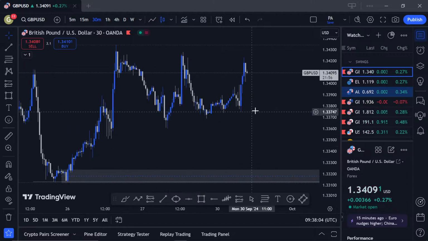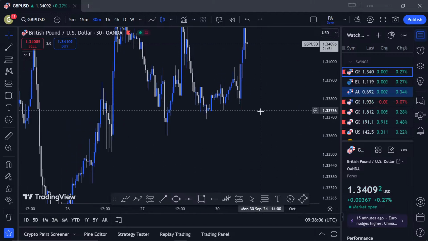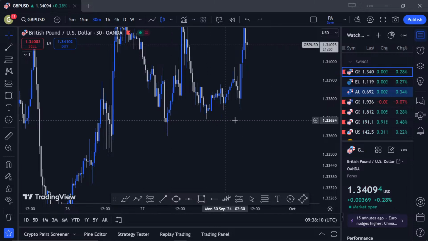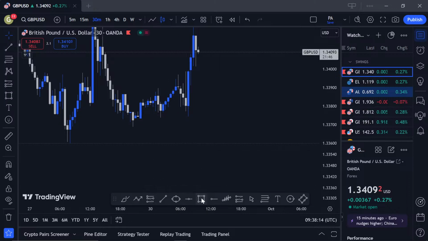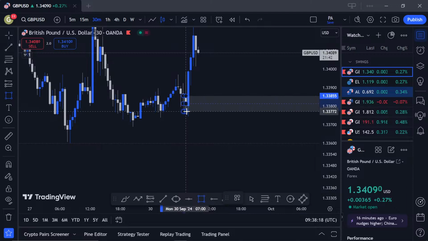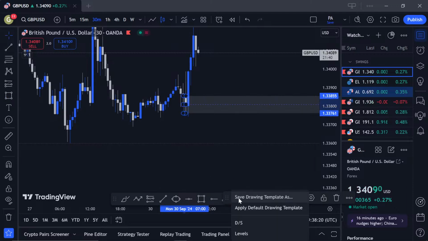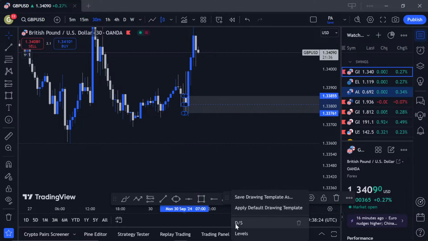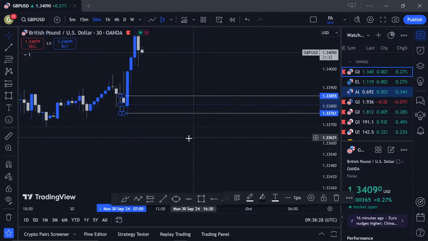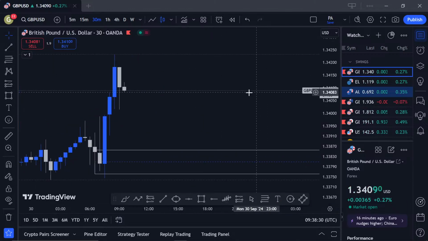So here we have our first demand, and then the next demand we'll have should have been this place here, but it has been mitigated. So for that reason, we are taking a look at this area here as our demand. So here becomes our demand level. Let me just change it to levels. Now that's our demand level right there on GBP USD.